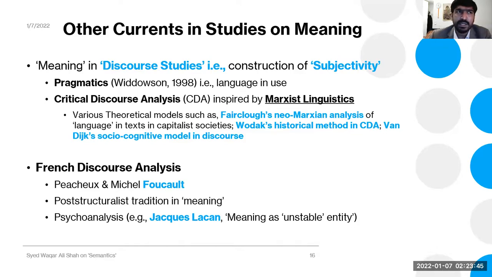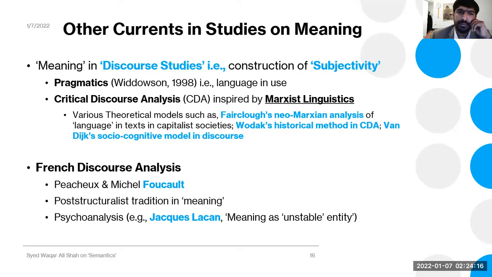For example, we can always ask ourselves why some meanings are dominant while others are less dominant. Why are some meanings used to exclude some while including others? Why is it so? It is because there is actually a power behind the meanings. Now, what kind of power is it that we need to understand? This is where in French discourse we will see the post-structural tradition in meaning.